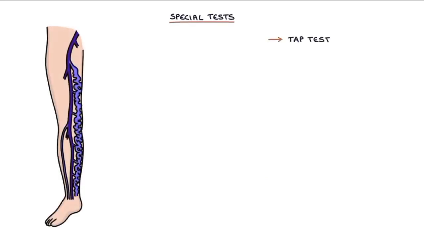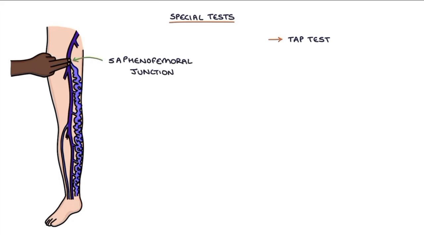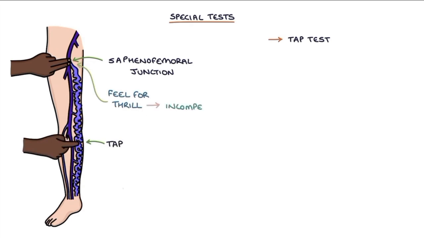Next, let's talk about the special tests for varicose veins. Firstly, the TAP test. The TAP test involves applying pressure to the saphenofemoral junction, or SFJ, and tapping the distal varicose vein, feeling for a thrill at the SFJ. A thrill suggests incompetent valves between the varicose vein and the saphenofemoral junction.